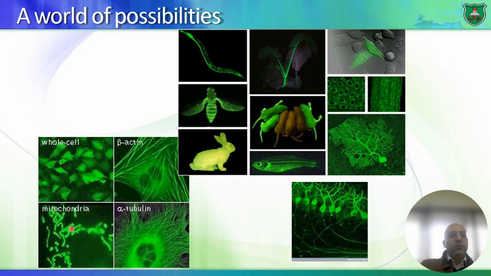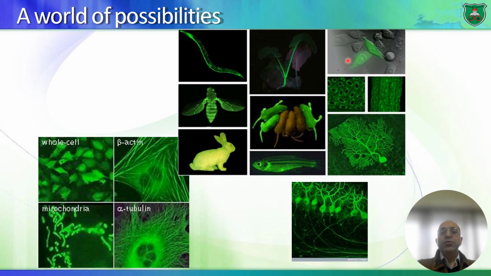Here we have a mitochondrial protein tagged with the green fluorescent protein. So the green fluorescent protein is part of the mitochondrial protein, so the whole mitochondria can fluoresce. This is the tubulin protein, the alpha tubulin protein. So you can see the microtubules right here. You can see how they are organized. We can actually have organisms like fruit flies fluorescing, or rabbits or mice fluorescing.